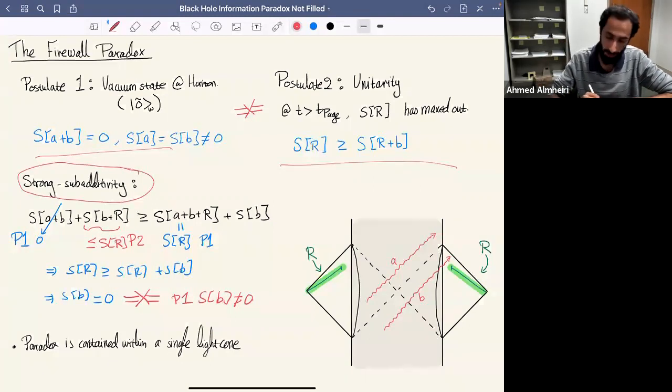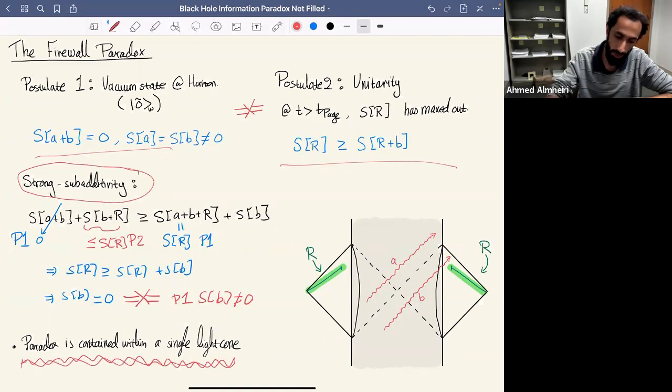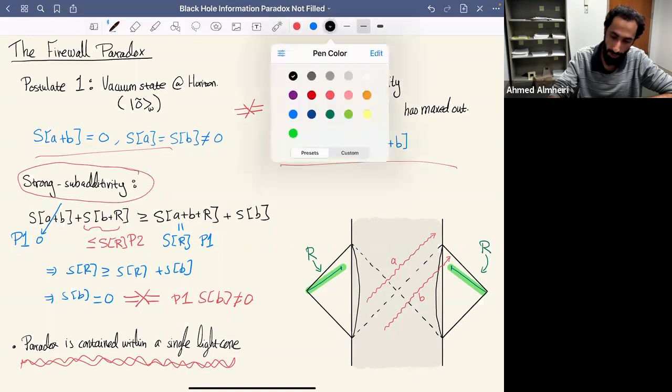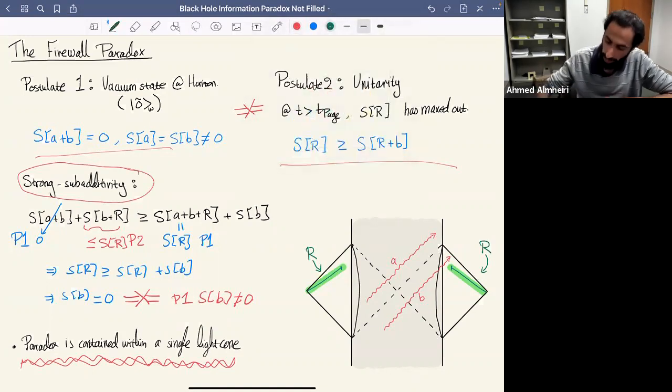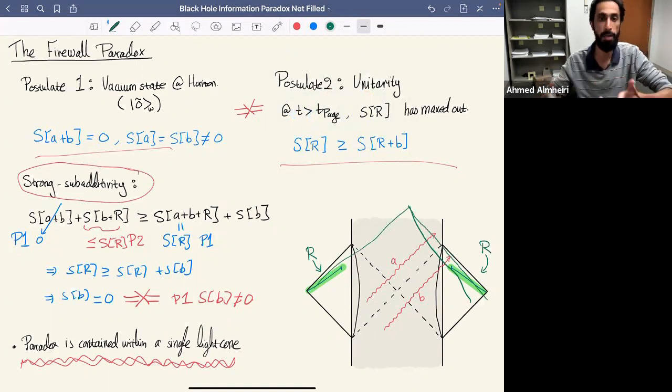Just one comment about this is that this paradox is contained within a single light cone. By this I mean a single observer in the bulk, even though I don't know if I'm going to be able to draw it correctly, can actually collect all three systems and do the experiment and check that the state indeed doesn't satisfy strong subadditivity.